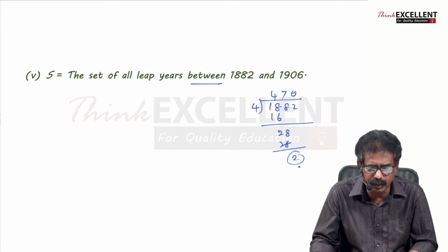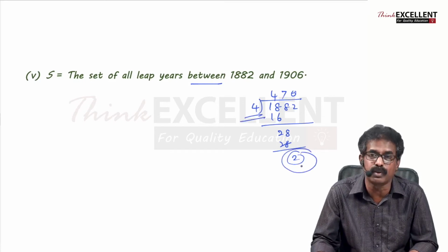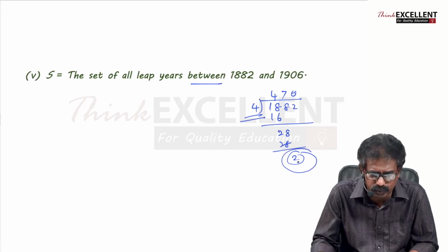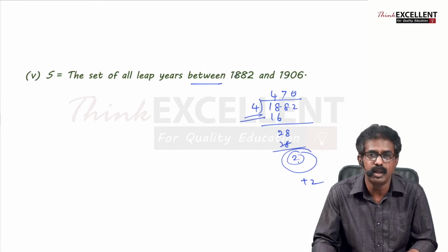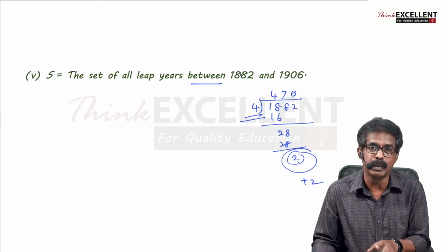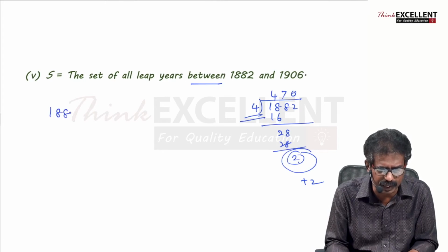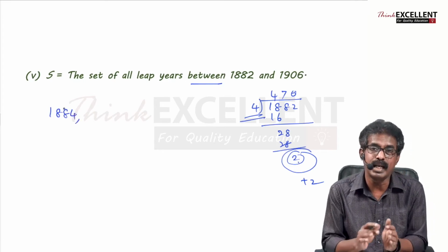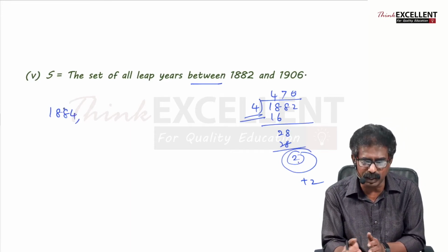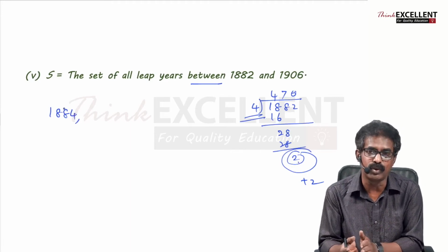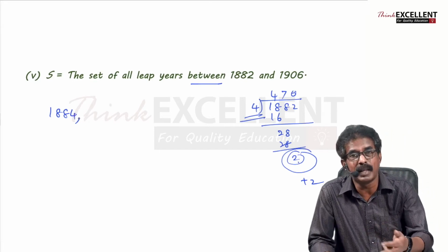Then to make it a leap year, dividing by 4, make the remainder 0. So you have to add 2 more. If you add 2 more, 1882 becomes 1884. So the first leap year is 1884. 1882 is not a leap year. Next, 83 is not a leap year, the remainder will be 3. 84 is a leap year. So the next leap years are very easy. Keep on adding 4.